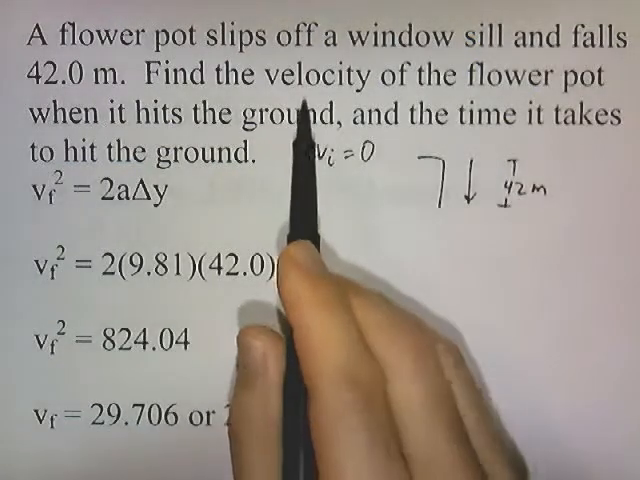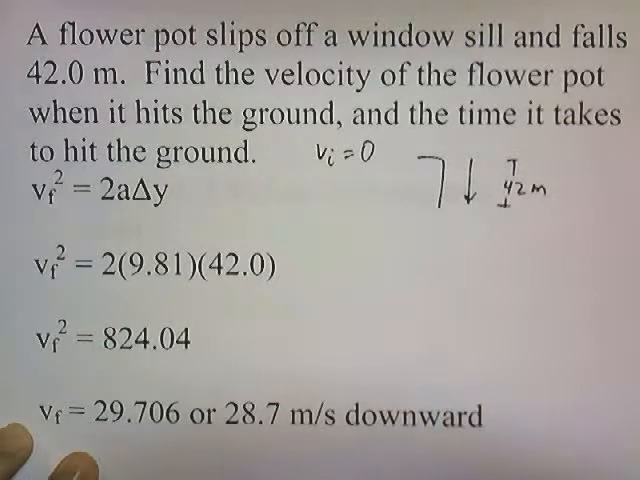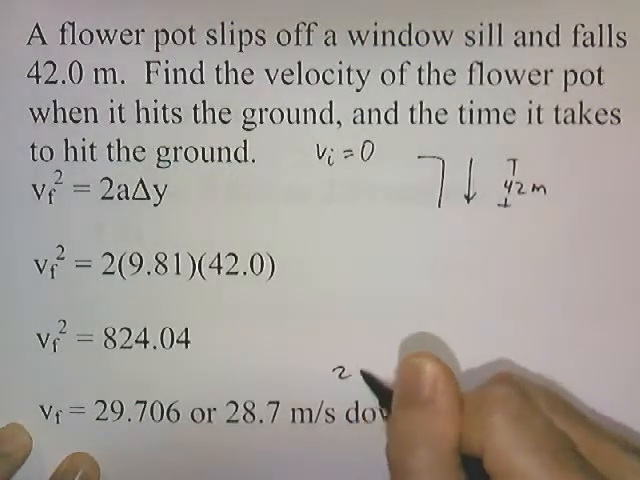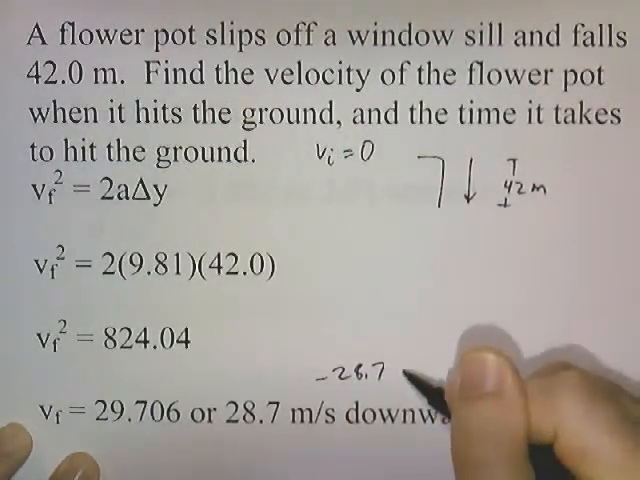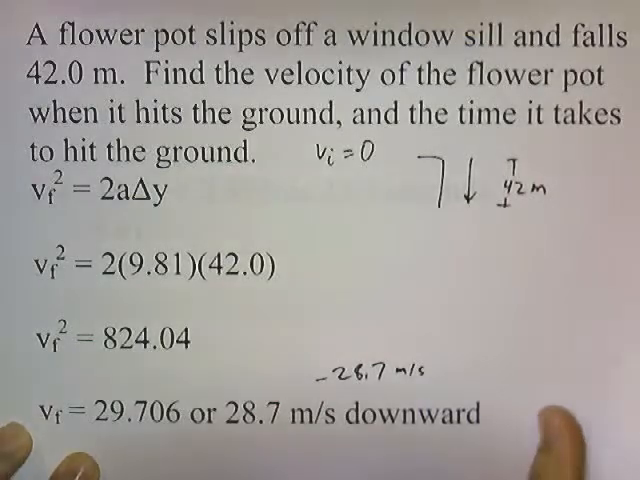Once again, it's saying find the velocity, so we have to indicate the direction. And what direction is it moving? Well, it's moving downward, so we write 28.7 meters per second downward. Or we could have written negative 28.7 meters per second. That would have also worked too.